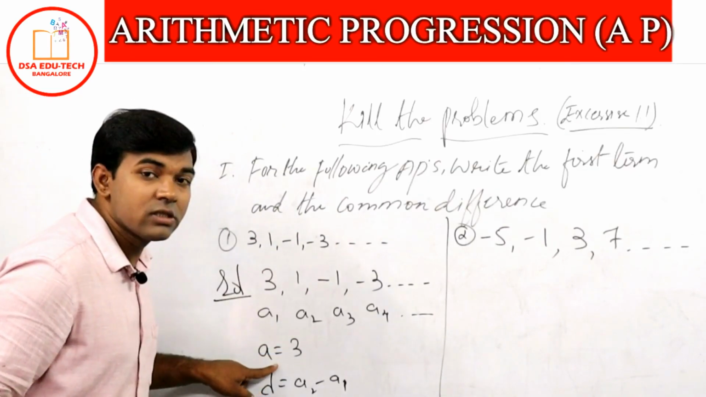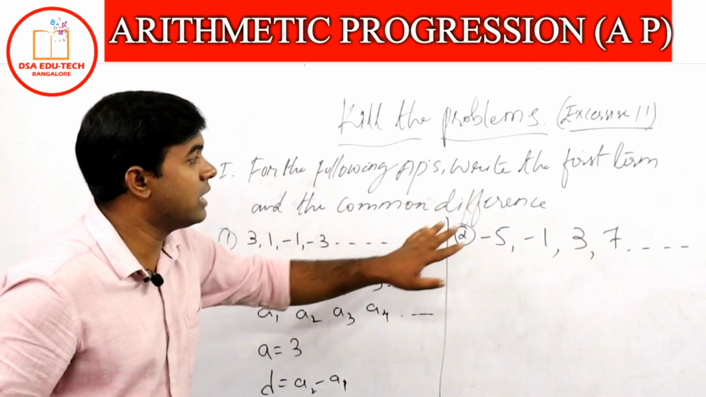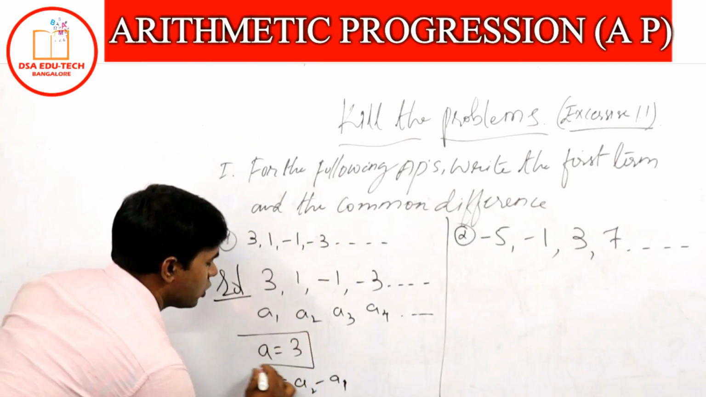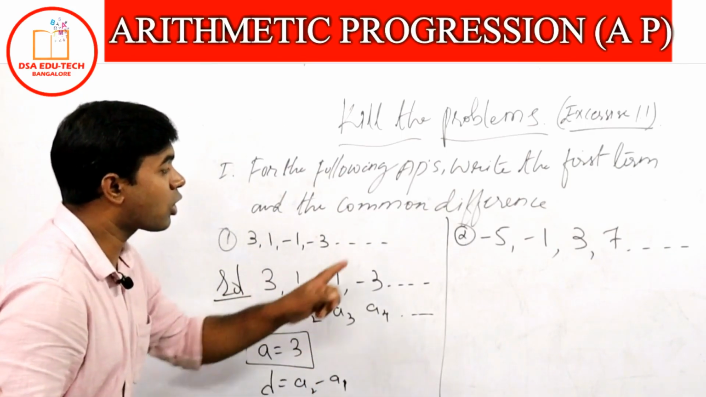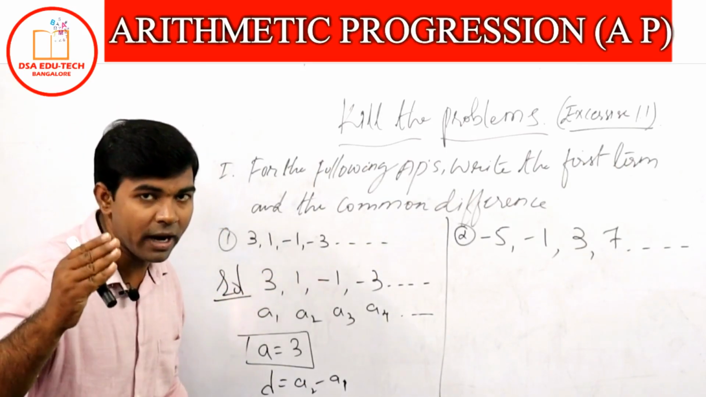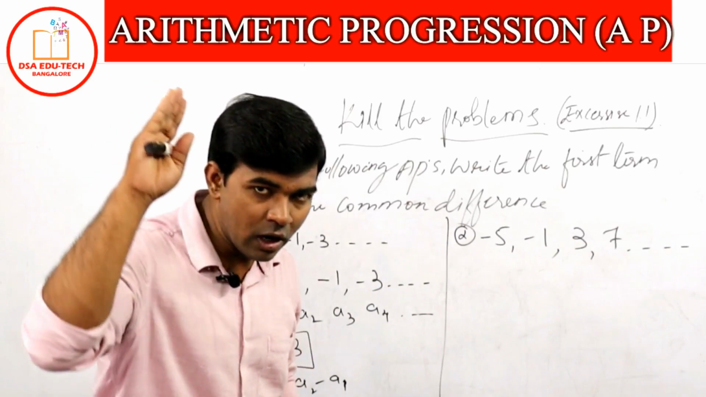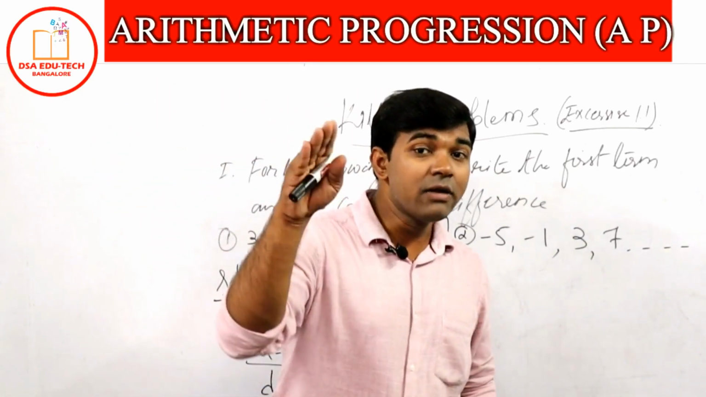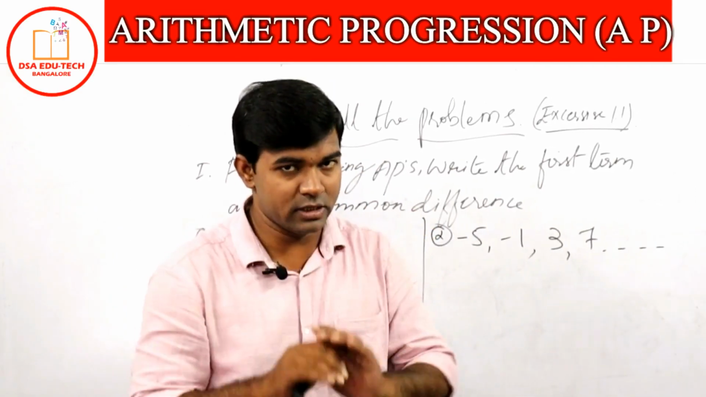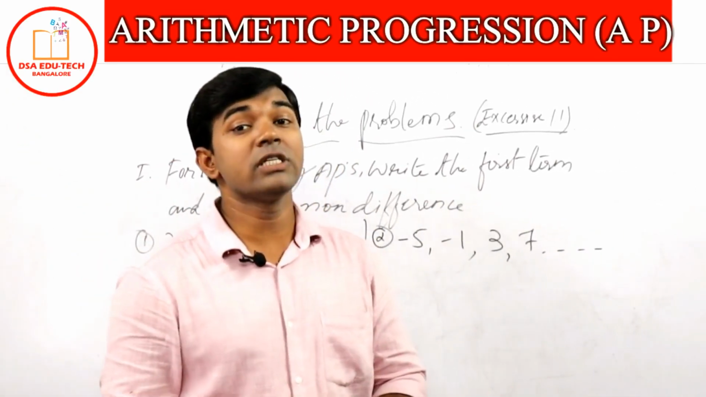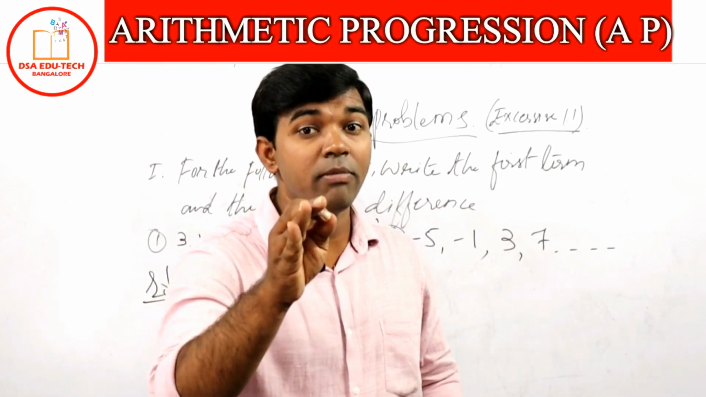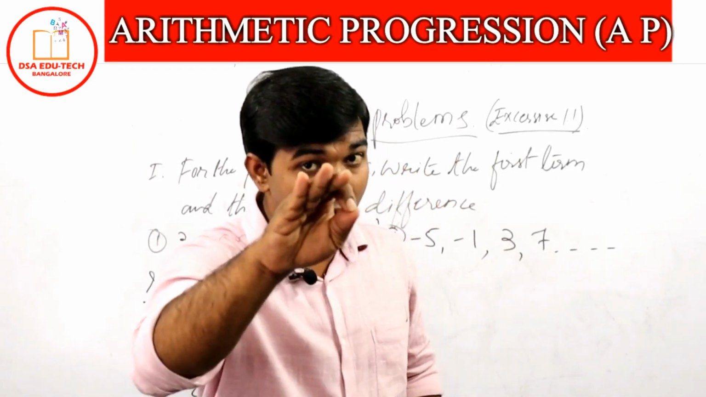So the first term is A equals 3 and the common difference is D equals minus 2. So everyone got the problem? Very good. Now let me solve one more problem of the same type so that you understand to the best. I had told you in the beginning of the chapter, each and every problem I will explain you bit by bit so that you understand 100%.